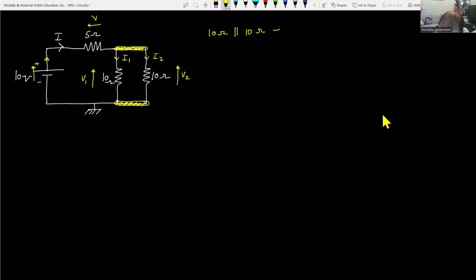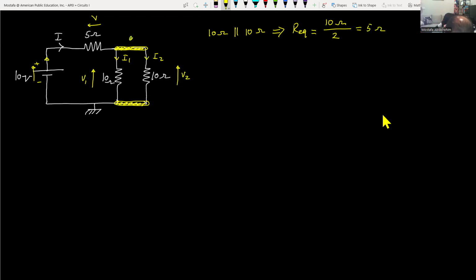Okay. Based on that, R equivalent is equal to any one of them, like 10 ohm, divided by 2. If they are equal, if you remember, guys, from our previous video, if you have n resistances in parallel, all of them equal, just take one of them and divide by n. Okay. So this is equal to 5 ohms.